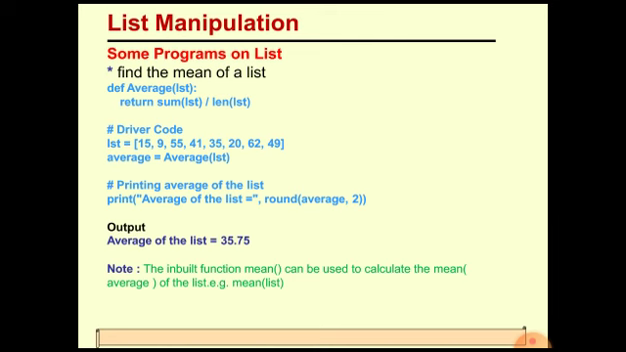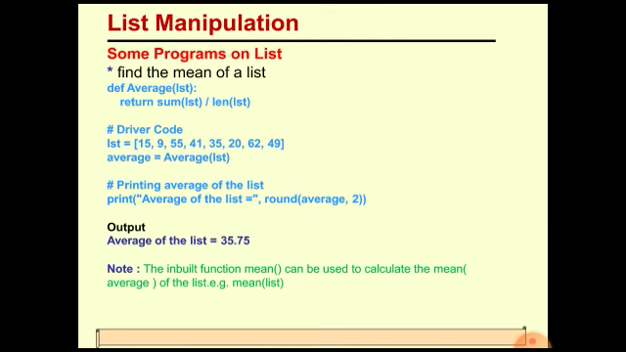Now the last line is for printing the average of the list. So you can include a line for printing the average also. How can you do that? By using the print statement. First you specify the message here, "Average of the list equal to", then a comma, and what you are going to print here. We are using the round function for printing the average to 2 decimal places. The round function is used for rounding off any decimal value to the number of decimal places which is specified as the second argument. So here we have written round(average, 2).